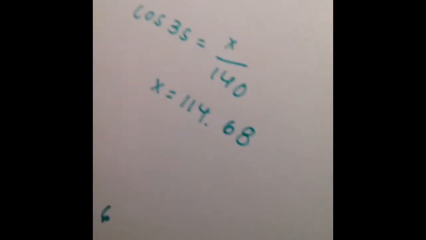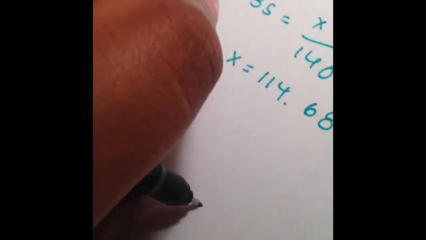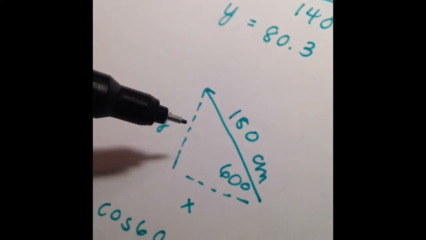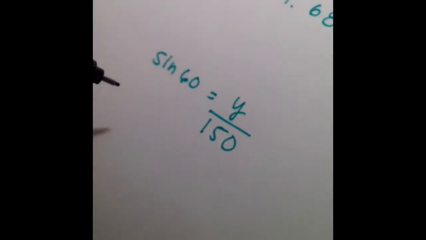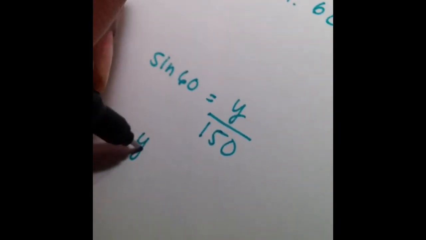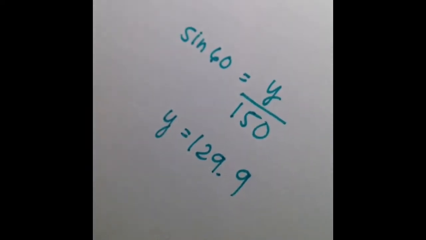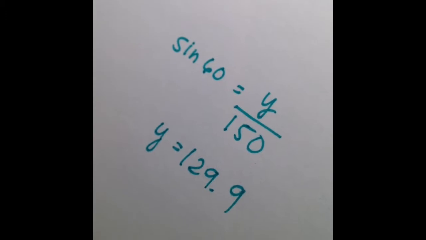And if you do the same thing to solve for y, you're going to have sine of 60 is equal to y over 150. Remember, sine is opposite over hypotenuse. You plug it into your calculator and you'll get y is equal to 129.9. You can round here if you want, but I'm just going to leave it like that.